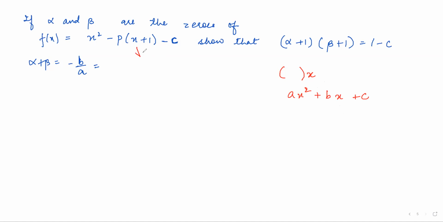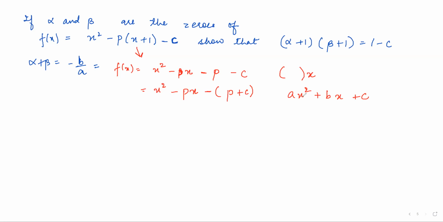So first of all, you have to solve this thing out, isn't it? So your f(x) will actually become like this, x square, right? Now you open the bracket. So minus of px, and then plus minus of p, all right? And then you have minus c. Is that okay? So this minus p will be multiplied with both x and 1. Now this will become x square minus of px. And from here, I can just take minus sign common. I can write p plus c, right?